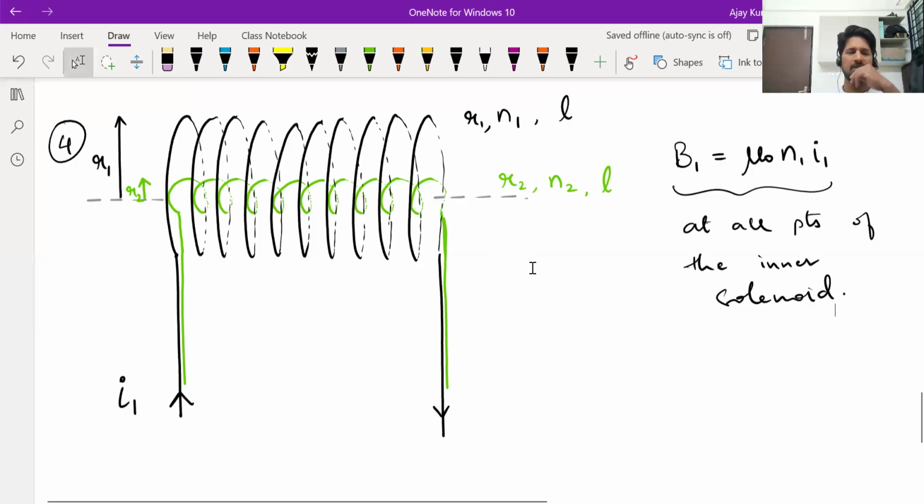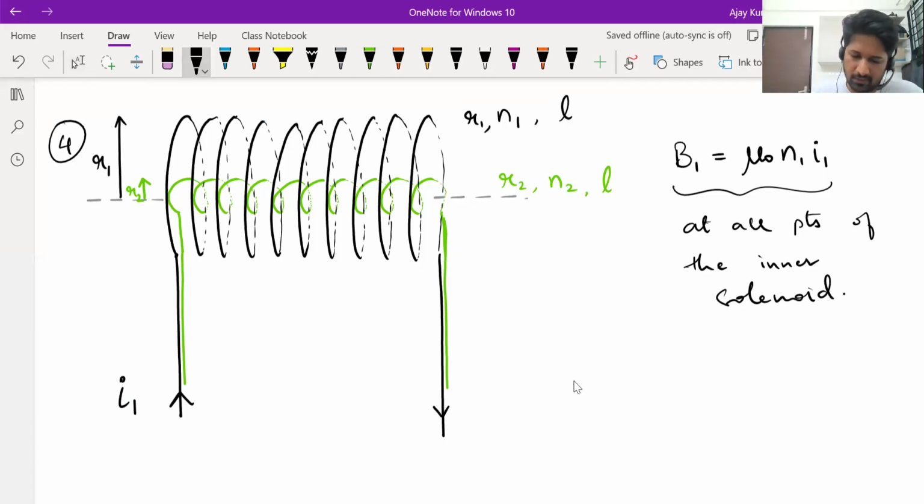What is the direction of the magnetic field produced by a solenoid? Parallel to its axis. Along the axis. In this case, current is flowing this way, so it will be to the left. The field produced by the black solenoid is this way.